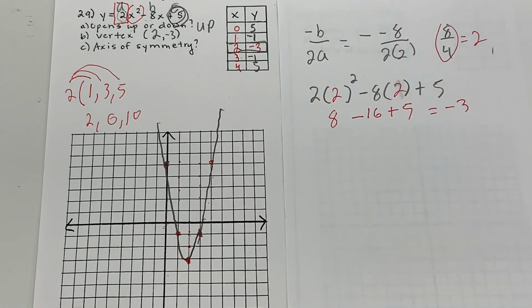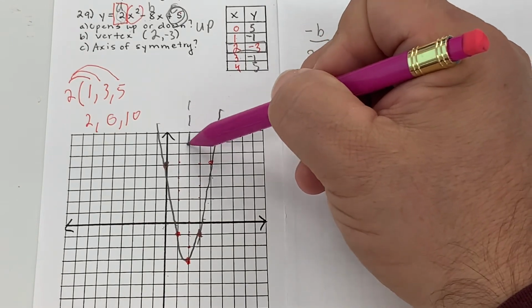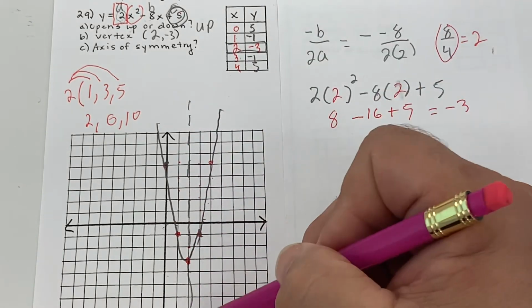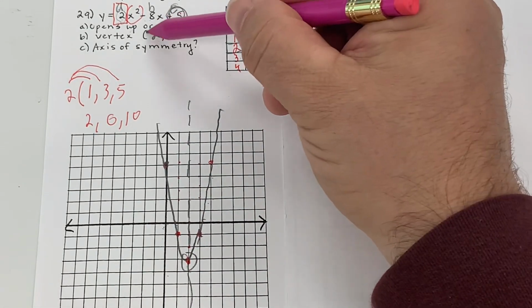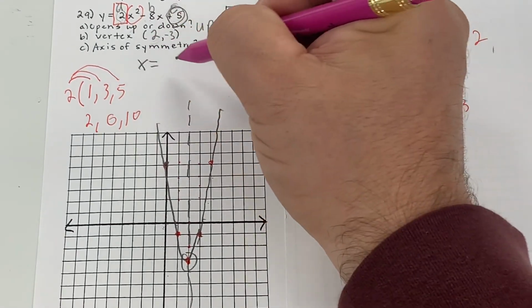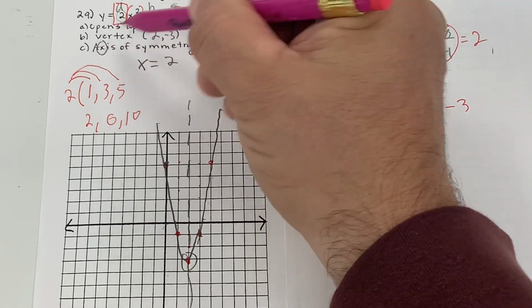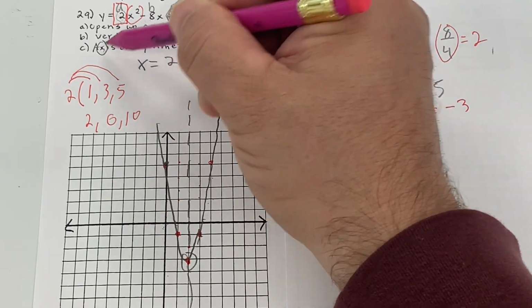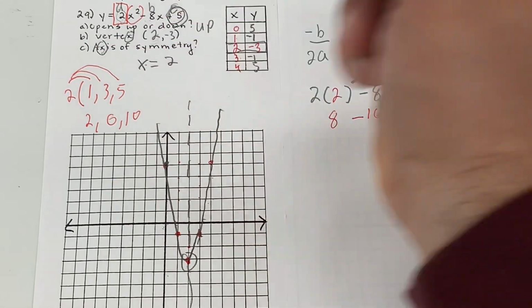What is the axis of symmetry? Well, the axis of symmetry is the x value from the vertex. And notice the x value from the vertex is 2. So the AOS is going to be x equals 2. Remember, axis of symmetry and vertex, those x's remind me that it's going to be x equals that x value.